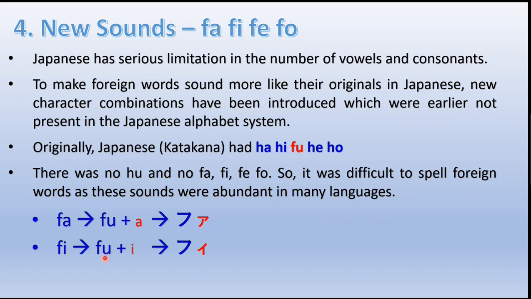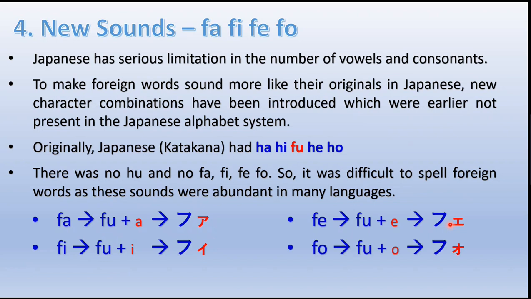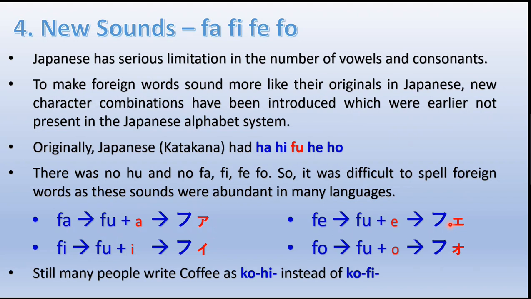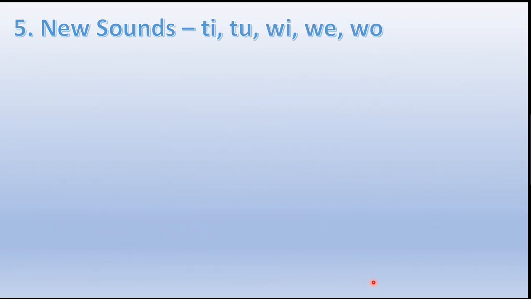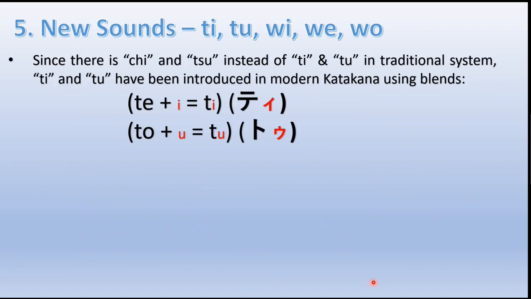Similarly, fi is formed by joining fu and i. So this is fu, this is i. This becomes fi. Then we have the fe sound, which is formed by fu and e. And finally, we have the fo sound, which is formed by fu and o. Still, many people write coffee as kohi instead of kofi. So this is the traditional way of writing coffee in Japanese, and this is the modern way of writing coffee in Japanese.